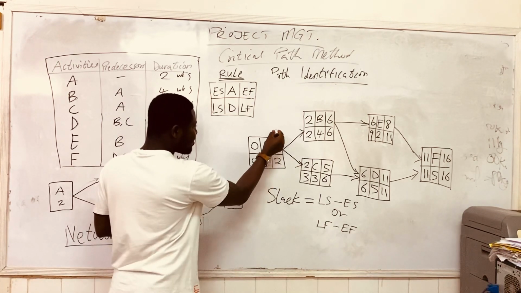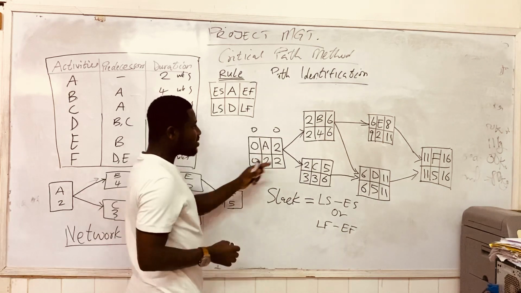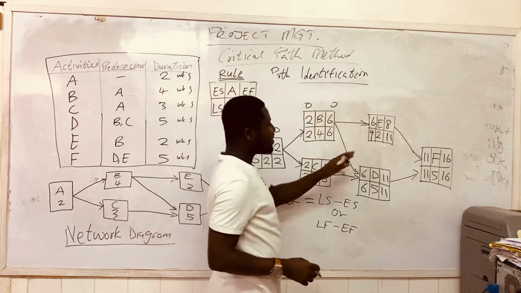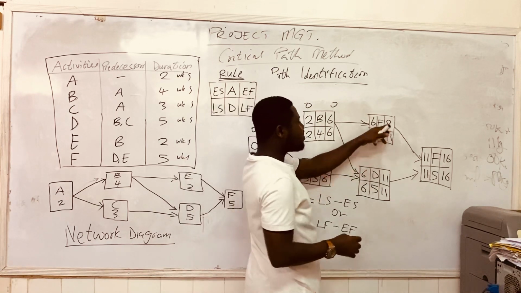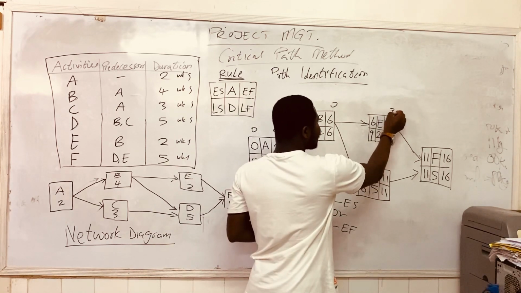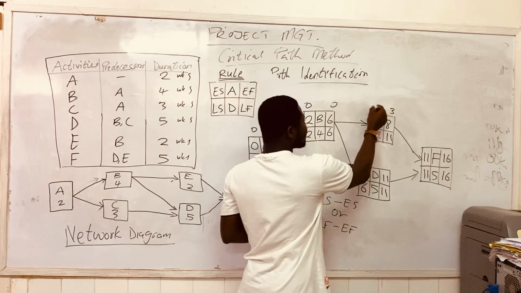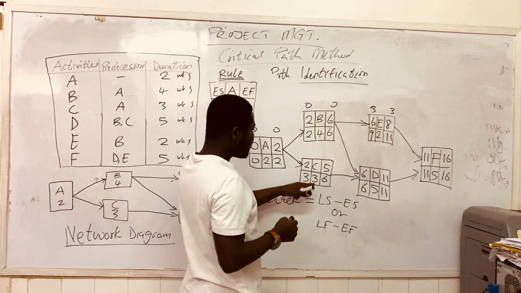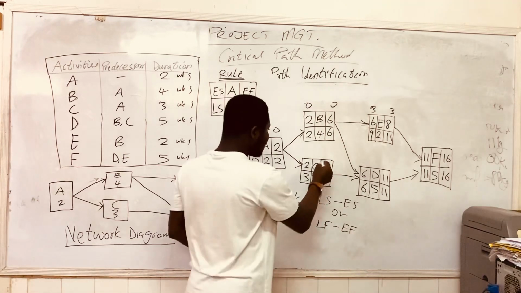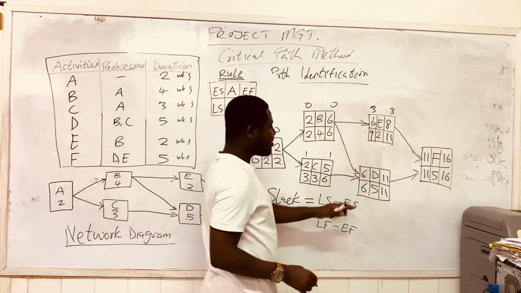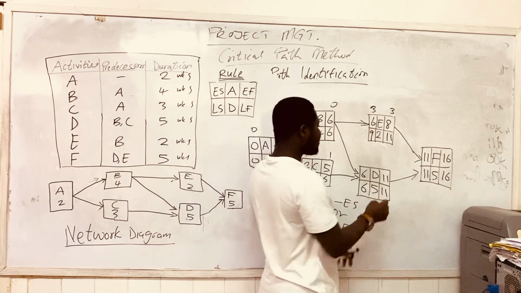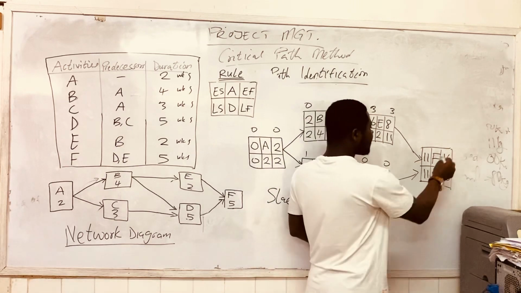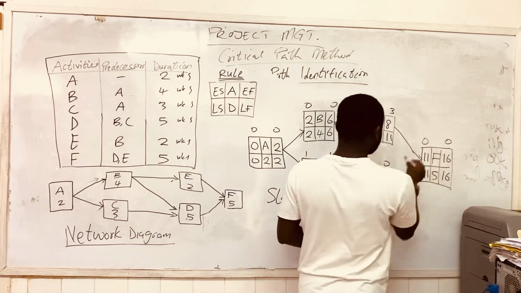So this minus this is 0, this minus this is 0. Let's come to D. 6 minus 6 is 0, 2 minus 2 is 0. Let's come to E. 11 minus 8 is 3. 9 minus 6 is 3. Let's come to C. 6 minus 5 is 1. 3 minus 2 is 1. Then we come to D. 11 minus 11 is 0. 6 minus 6 is 0. Let's come to F. 16 minus 16 is 0, 11 minus 11 is 0.